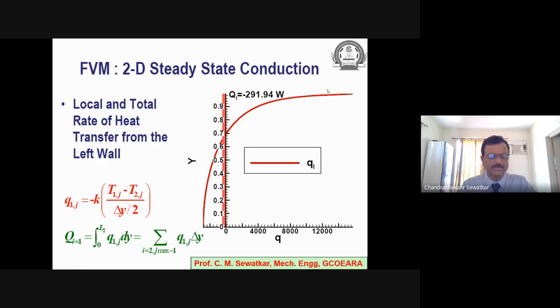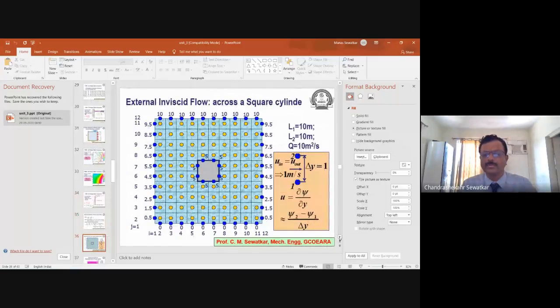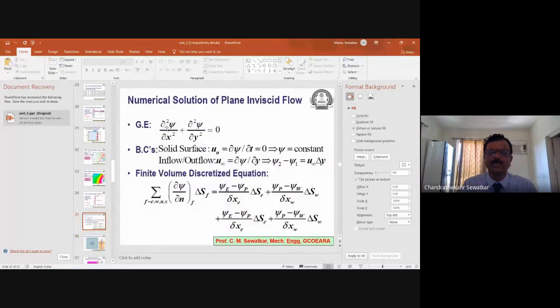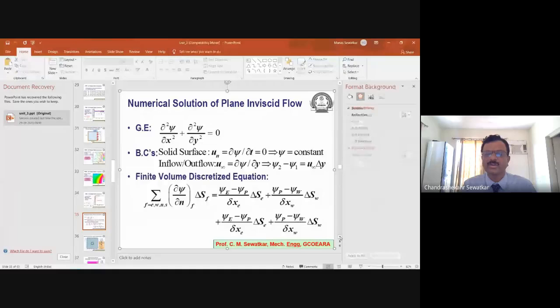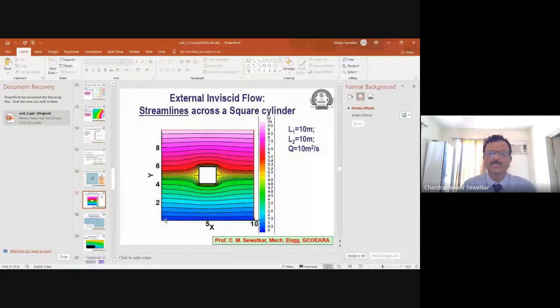Because of the paucity of time, it is really not possible to go ahead with the fluid flow problem also. As I said at the beginning, we can consider a simple flow, incompressible inviscid flow, for which we have a similar kind of equation. We can solve it for simple problems like flow across a square cylinder, do the domain discretization, and obtain the solution to see the streamlines. If the flow is inviscid and incompressible, the streamlines are completely attached to the body. This is a simple example of a flow across a square cylinder.